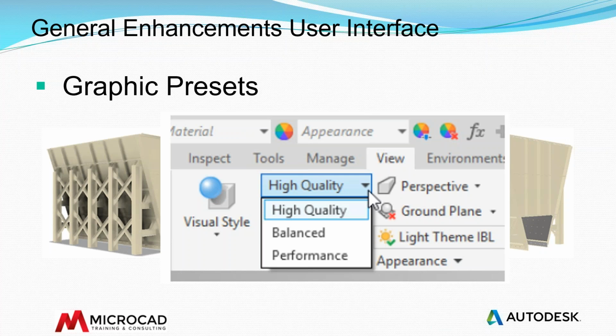Balanced places the emphasis on both visual display and performance. Balanced is the default setting for built-in part templates, utilizing the new IBL lighting style, Light Theme IBL, shaded with edges visual style, and ambient shadows. It's ideal for working with parts and small to modest size assemblies.